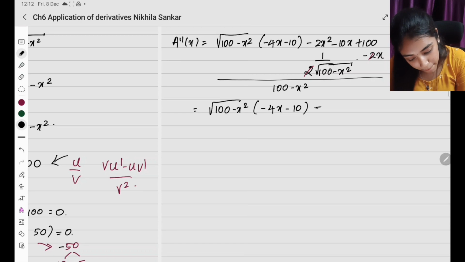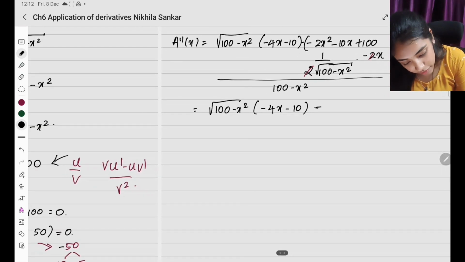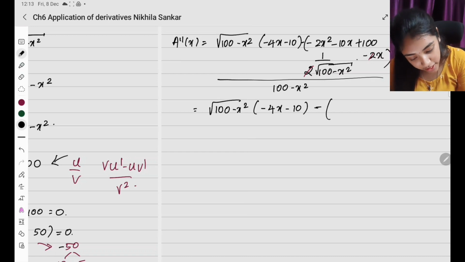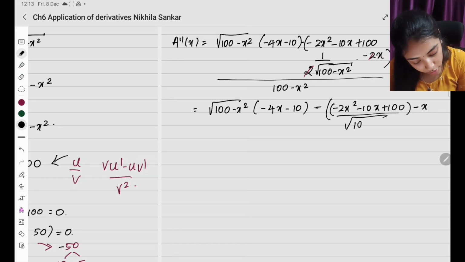What is here? Is there a minus in between? Yes. So this is going to be minus of, correct? This is going to be minus of, so minus of minus 2x square minus 10x plus 100 times bracket times minus x, correct? So it is going to be minus x divided by square root of 100 minus x square, the whole divided by 100 minus x square.